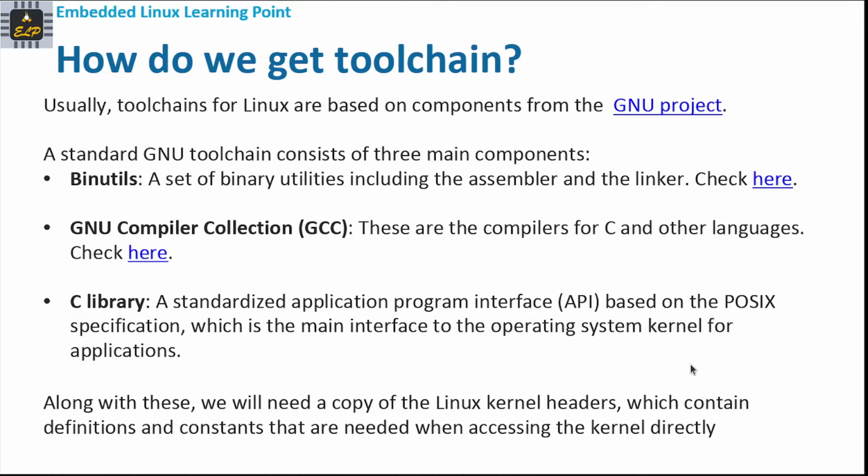So how do we get toolchains? Usually toolchains for Linux are based on components from the GNU project. A standard GNU toolchain consists of three main components. One is binutils, a set of binary utils including the assembler and the linker. We can check here for more details of the binutils.